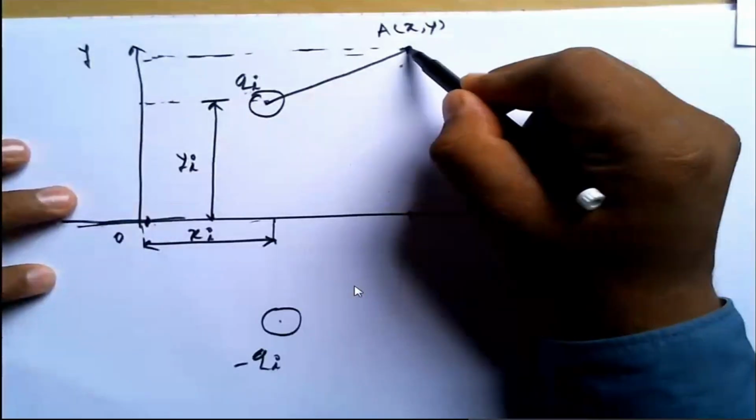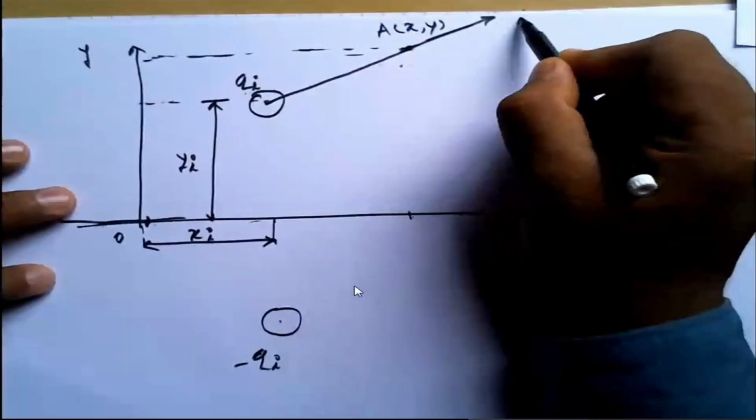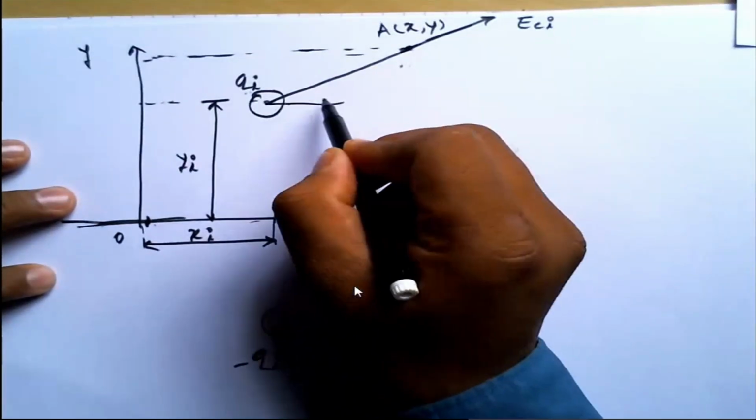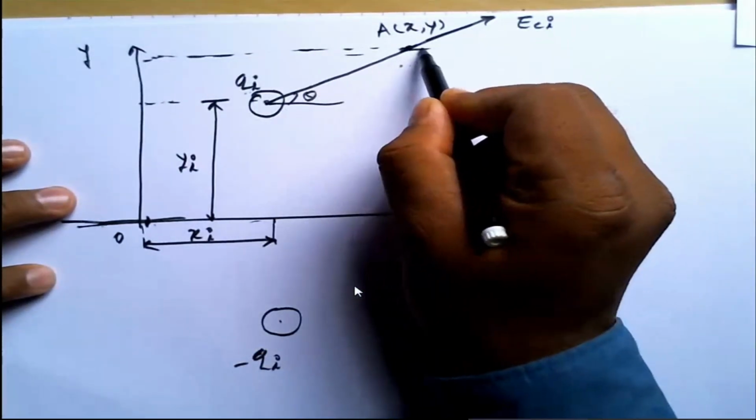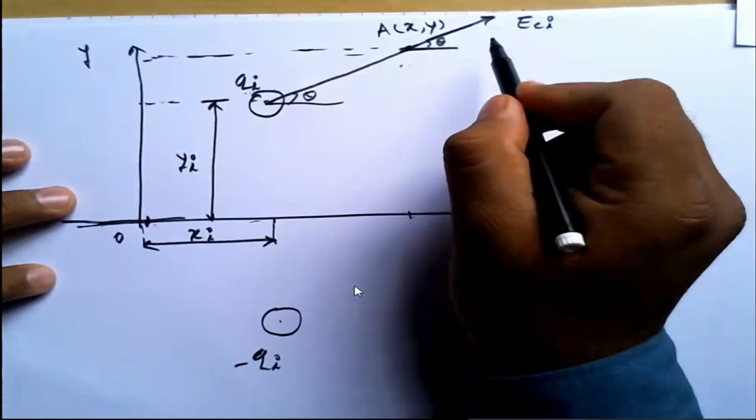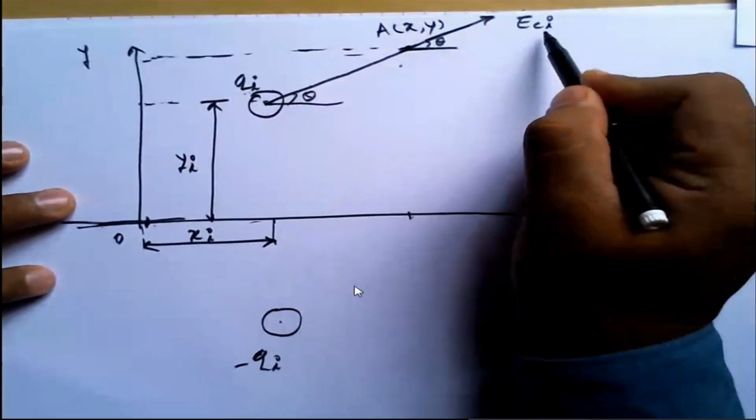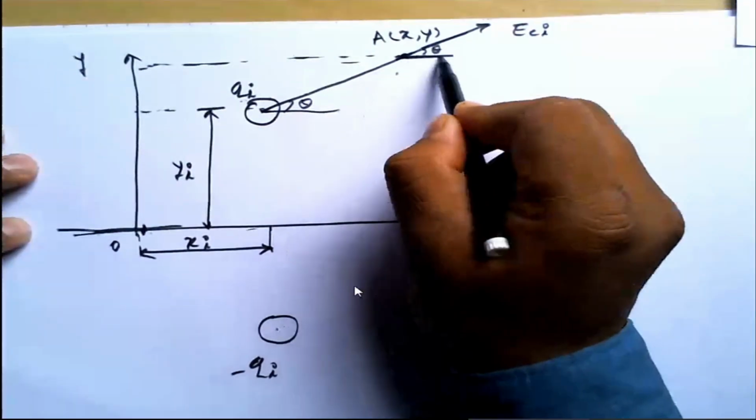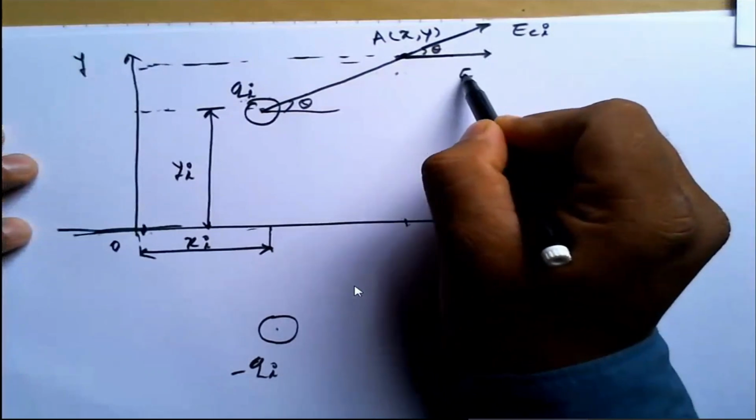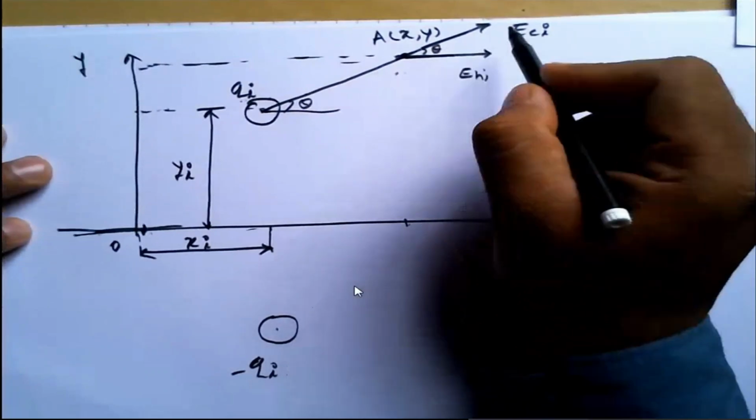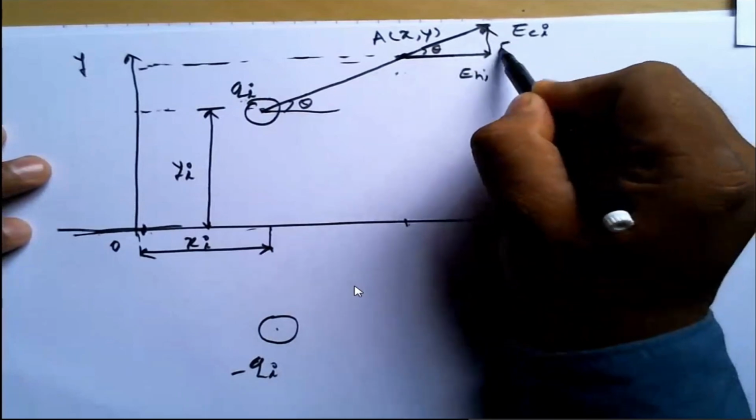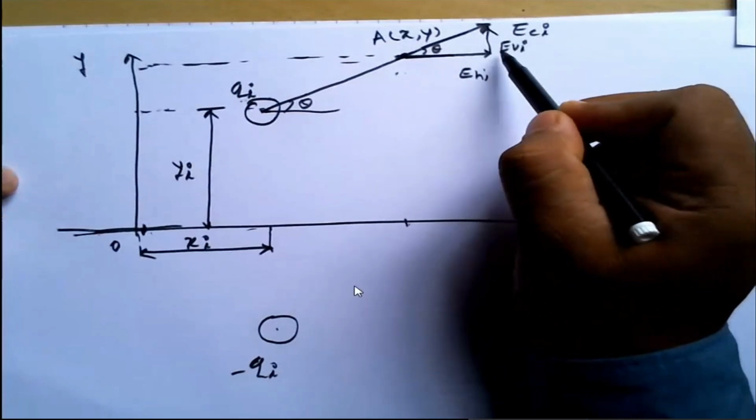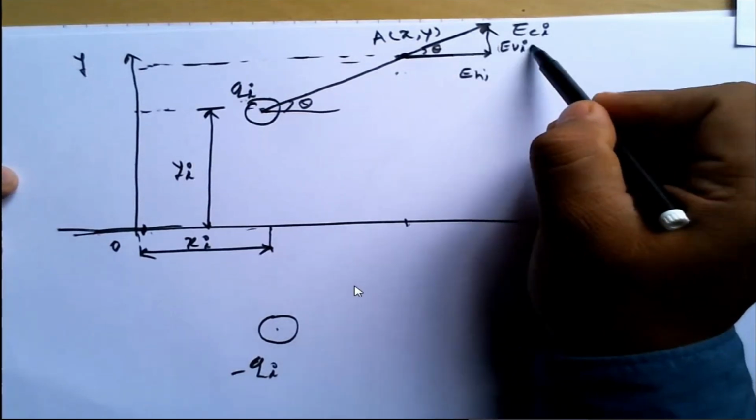Now, due to the positive charge, the field will be in the outward direction, and it is called ECi. For simplicity, suppose this angle is theta, so this angle will also be theta, and we are going to divide this ECi into two components, one horizontal and one vertical. Let this horizontal component be EHi and this vertical component be EVi. You know that ECi is nothing but the phasor sum of EHi and EVi.